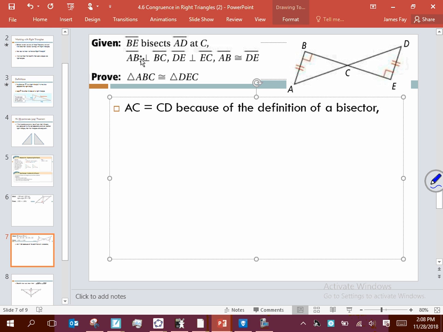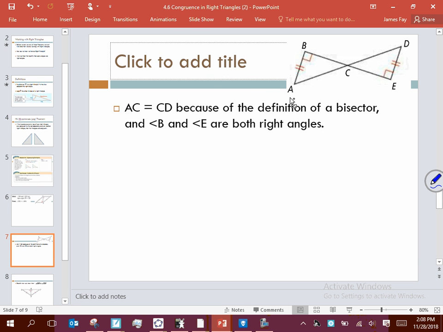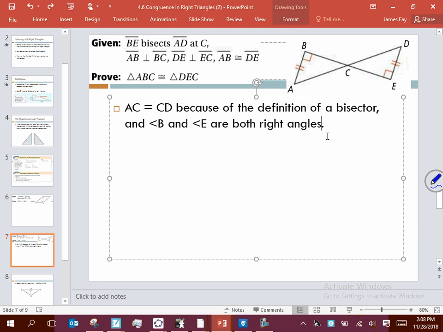Okay? Now, if I get to this, AB is perpendicular to BC, right? What does that give you? Would you guys agree that AC is congruent to CD because of the definition of a bisector, and angle B and angle E are both right angles by the definition of perpendicular lines? Does that make sense? Okay.